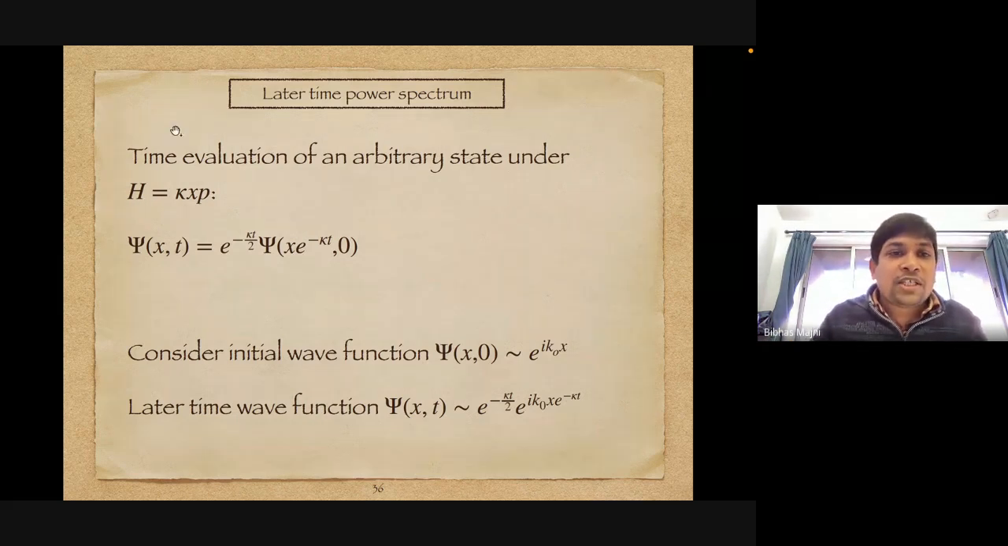So you consider this particular Hamiltonian, and you take a particular wave function which is defined at t equals to zero. Then you consider the time evolution of this wave function by this Hamiltonian. Now suppose you have an initial wave function which is a plane wave, and the later time wave function will be this.